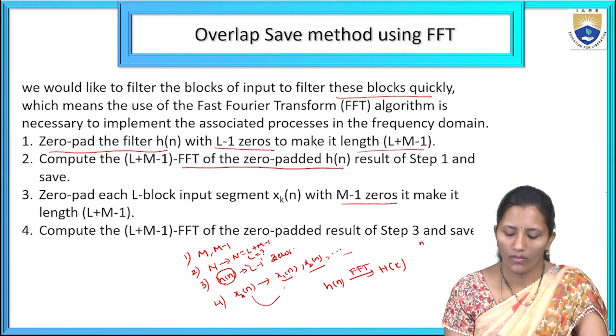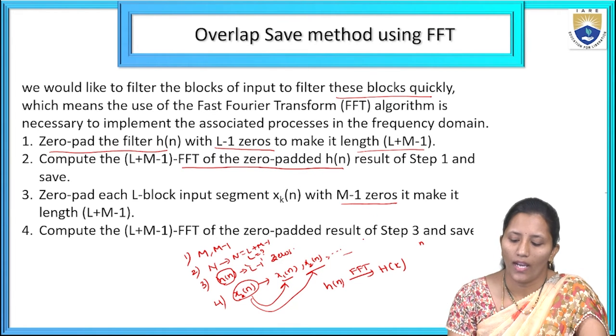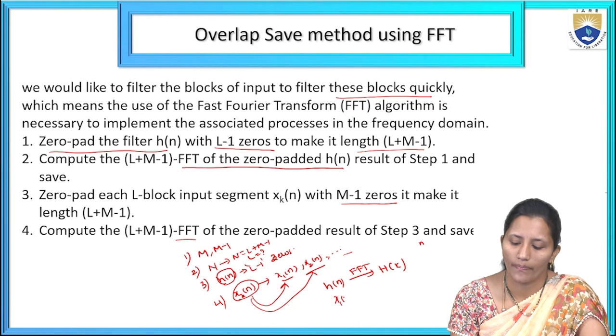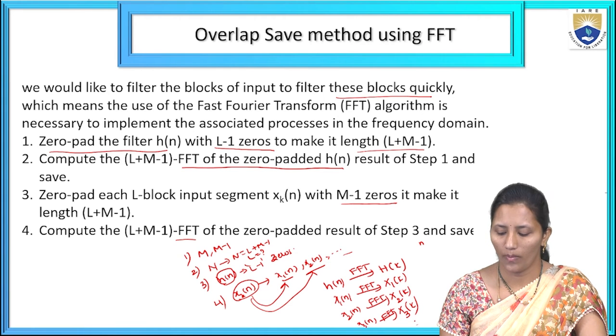We divide the long duration sequence into blocks by adding M minus 1 zeros to the L samples from x of n, and then compute the L plus M minus 1 point FFT of the zero padded result. We have to convert these time domain samples of the individual blocks into frequency domain samples. So for that we apply the fast Fourier transform, and then we get the frequency domain samples of the particular block.